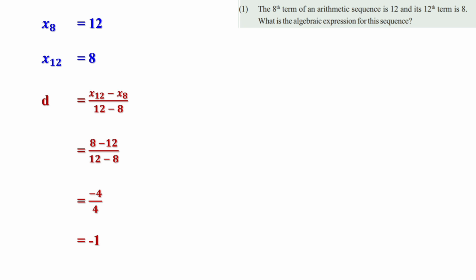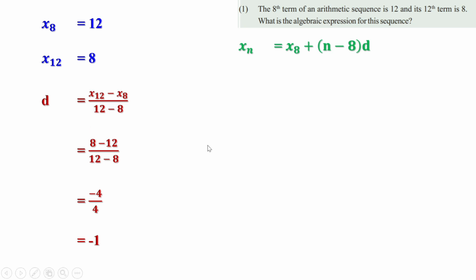But if you are taking the second term, you have to add only n minus 2 times common difference to it to get the nth term. Now if you are taking third term, you have to add n minus 3 times common difference to get the nth term. If you are taking fourth term, you have to add n minus 4 times common difference to it to get the nth term. Thinking like this, you can say to get nth term, you have to add n minus 8 times common difference to the 8th term. Here 8th term is given.